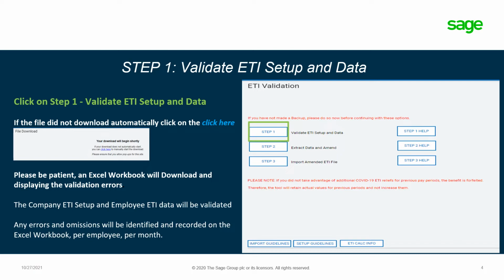The file should download automatically. If your download does not automatically start, you can click here to manually start the download. Please be patient, and the Excel workbook will download and display the validation errors. The company ETI setup and the employee ETI data will be validated. Any errors or omissions will be identified and recorded on the Excel workbook per employee per month. Should you need further assistance per step, there are help buttons available, and there is also import guidelines, setup guidelines, and ETI calculation buttons available at the bottom of the screen.